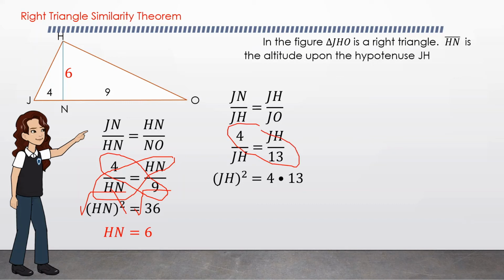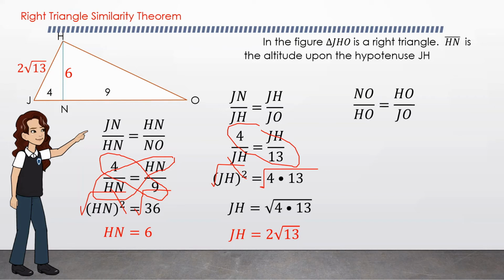So pwede na nating hindi i-multiply because we need to get the square root. So when we get the square root of both sides, so makakancel yung square tsaka yung square root. So we have JH is equal to the square root of 4 times 13. Then the square root of 4 is 2. And that is 2 square root of 13. Our JH is 2 square root of 13.